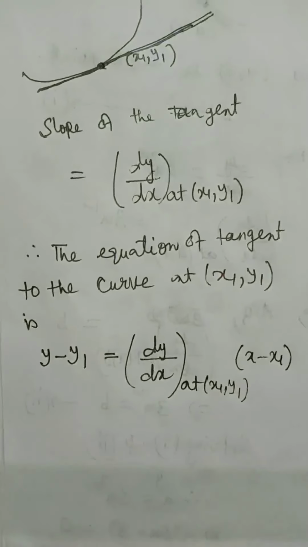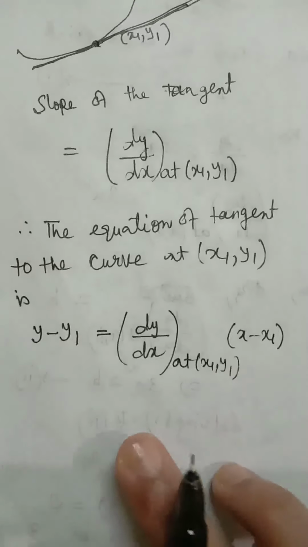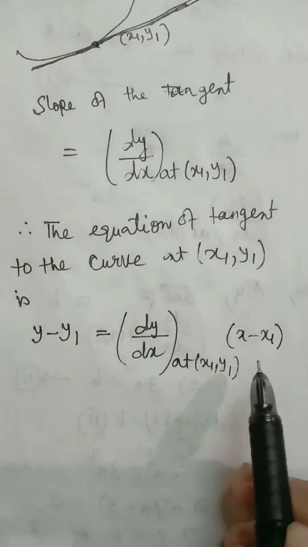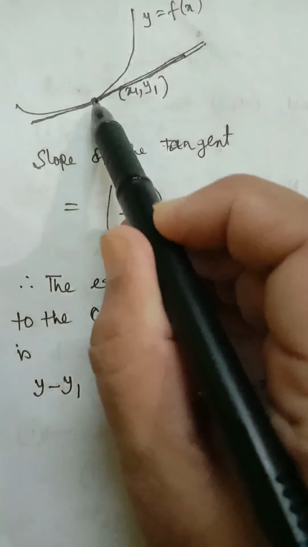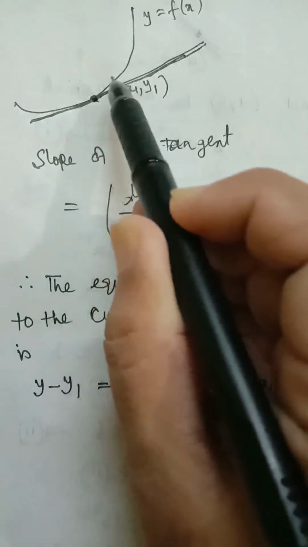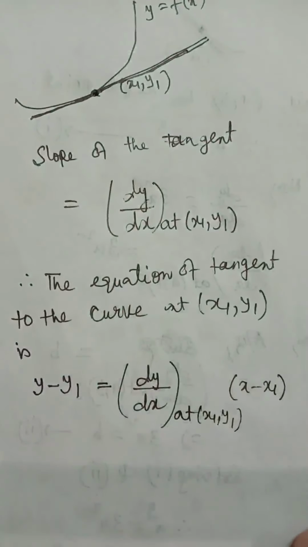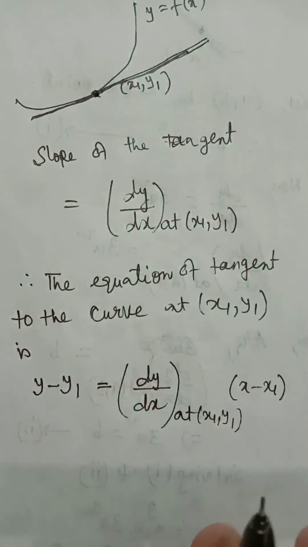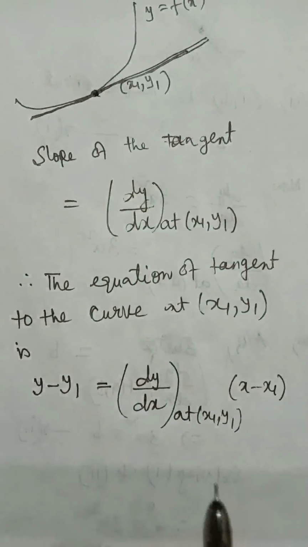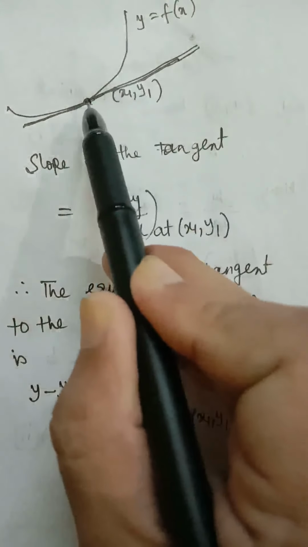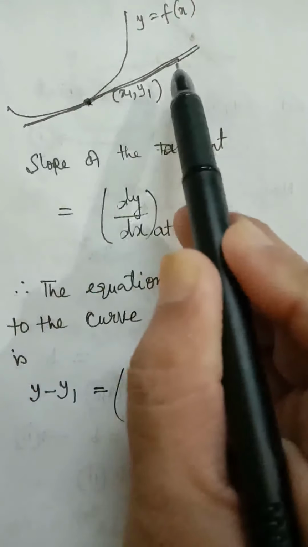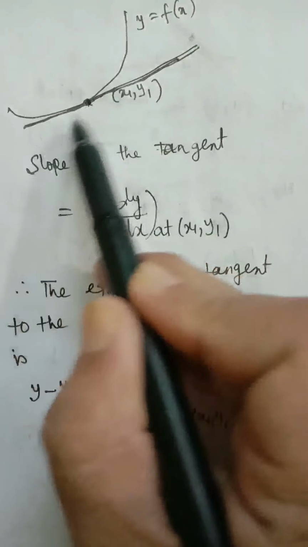So this is the equation of tangent to a given curve at the point (x1, y1), and what we have to remember, (x1, y1) is the point of contact of the curve and the tangent. So what we have to remember, to write the equation of tangent to a curve, we need the equation of the curve and the point where the tangent is drawn, the point and the equation of the curve.